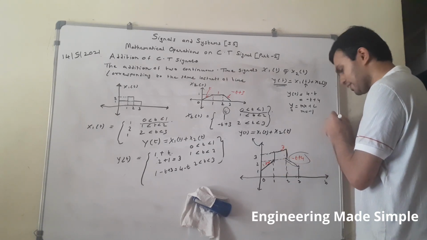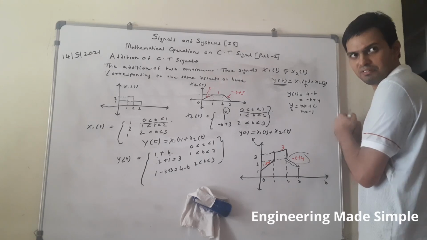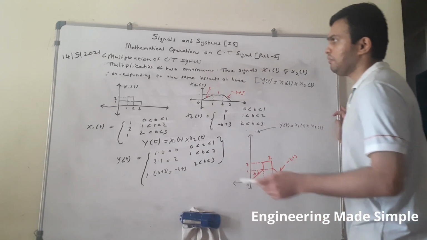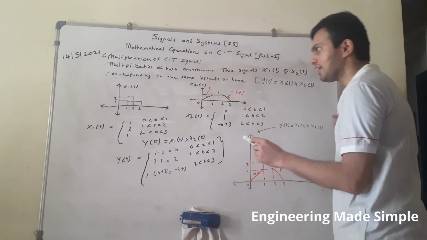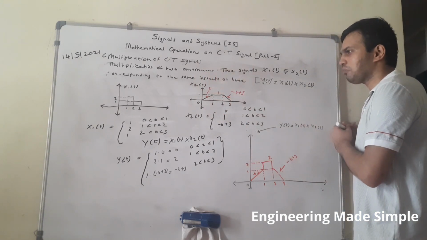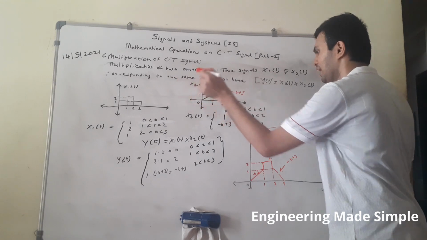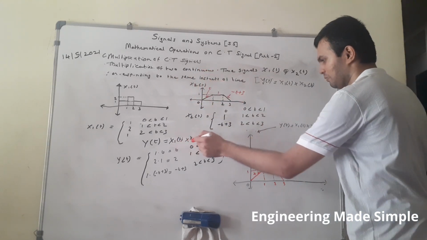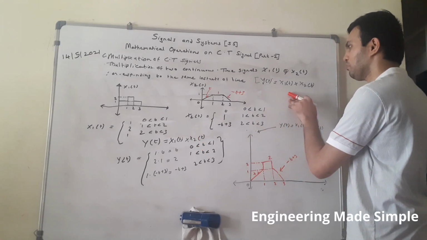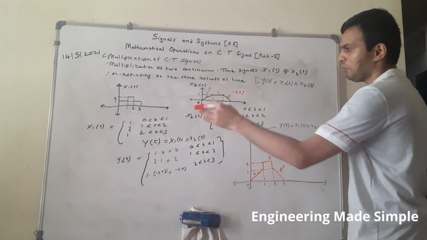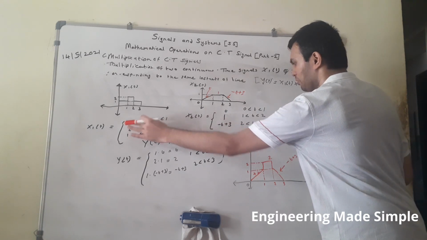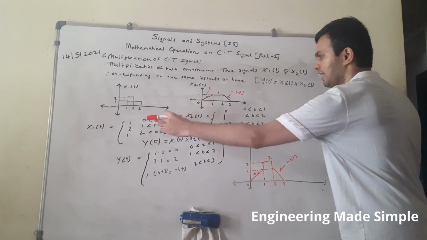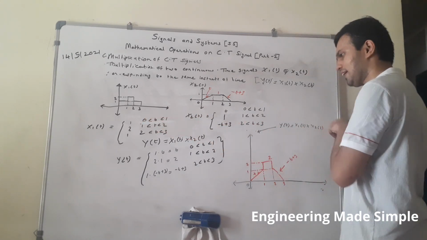Now we will study the next mathematical operation, which is multiplication of continuous time signals. If we have two signals x1(t) and x2(t), and we want to find the signal y(t), which is the multiplication of x1(t) and x2(t), what are we supposed to do? We are supposed to multiply the amplitude values of both signals x1(t) and x2(t) corresponding to their time intervals. Now understand this.